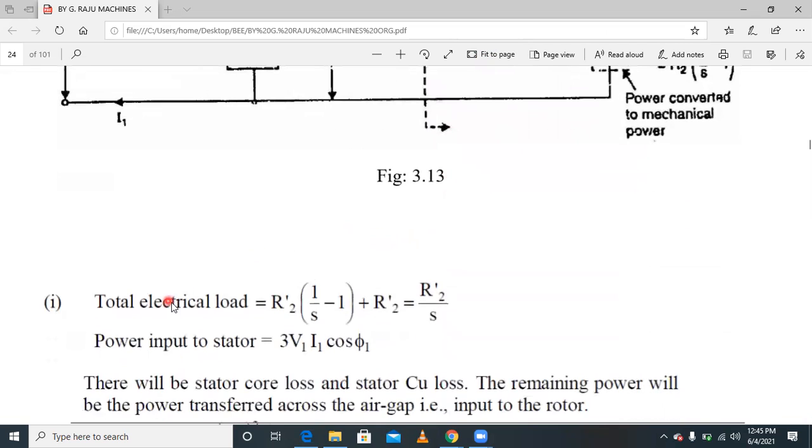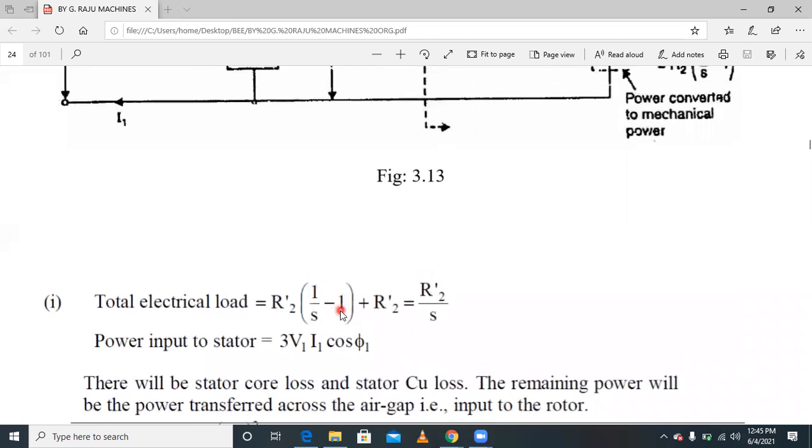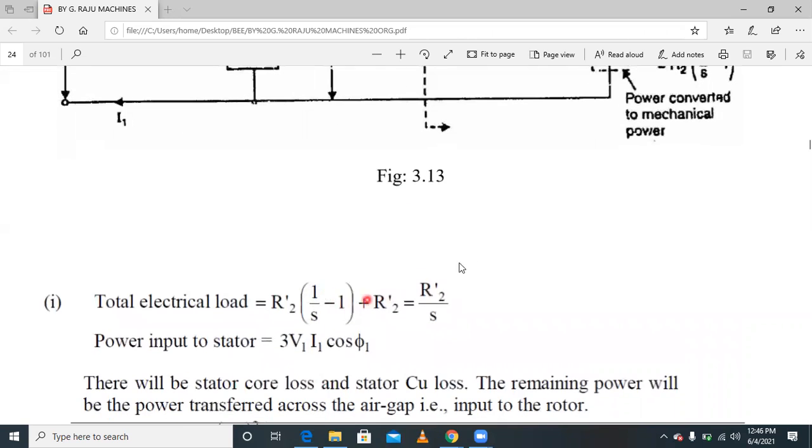So here the total electrical load is R2' into (1/S − 1) plus R2'. That total electrical load is R2' plus RL'. So R2' into (1/S − 1) plus R2' becomes R2'/S. This is called the total electrical load.